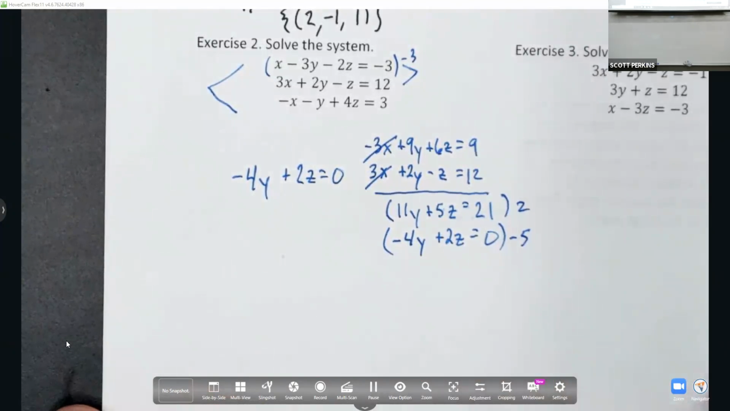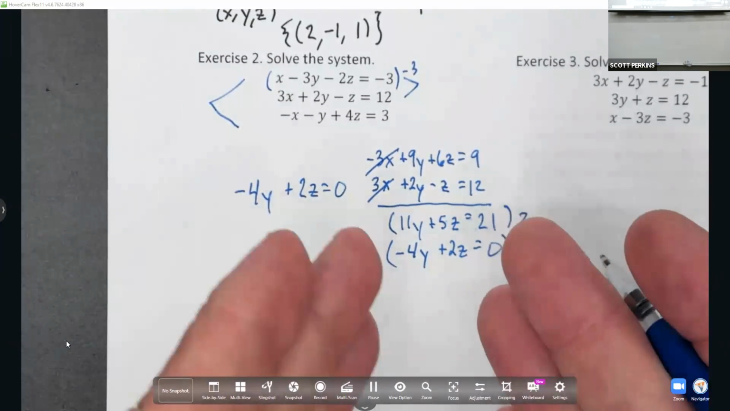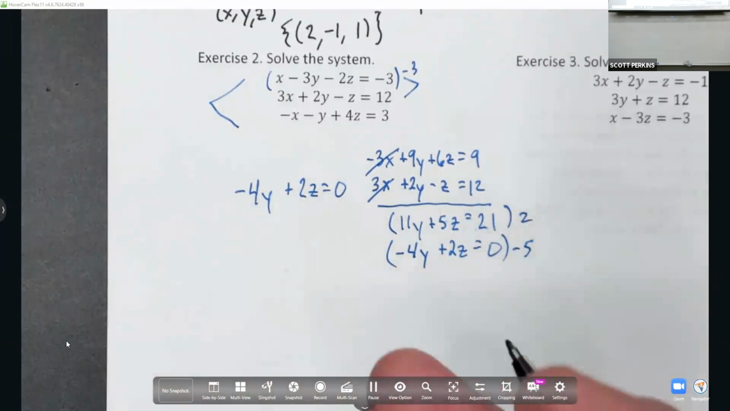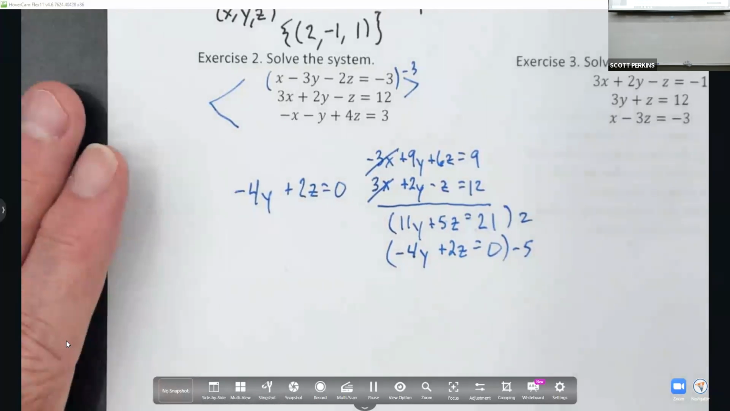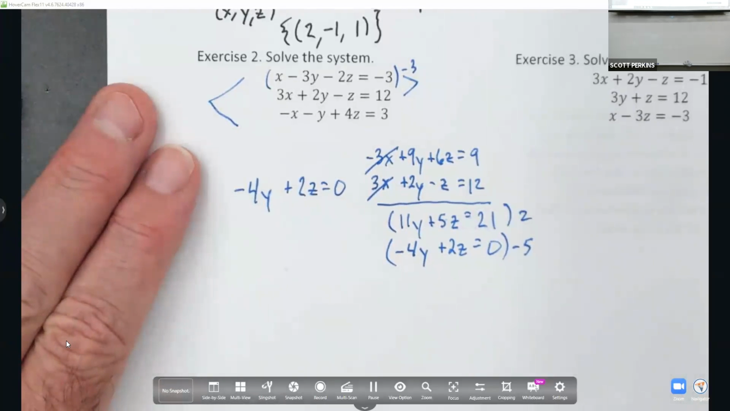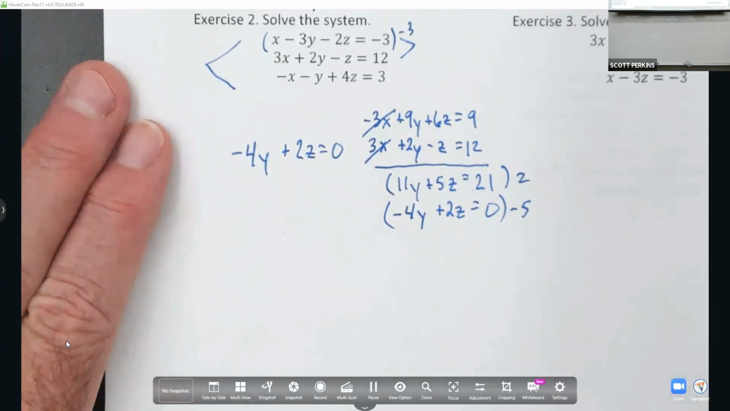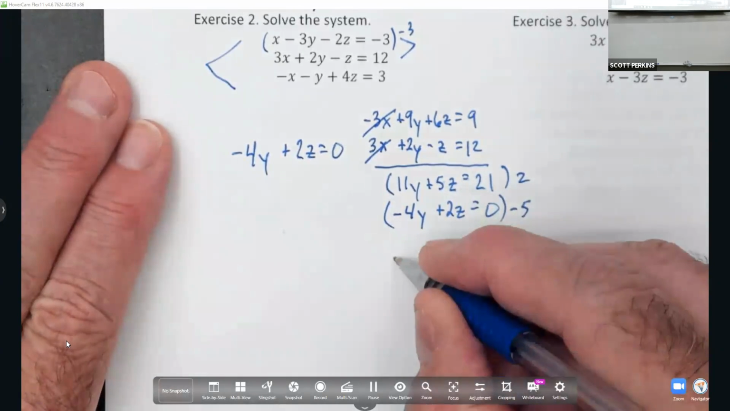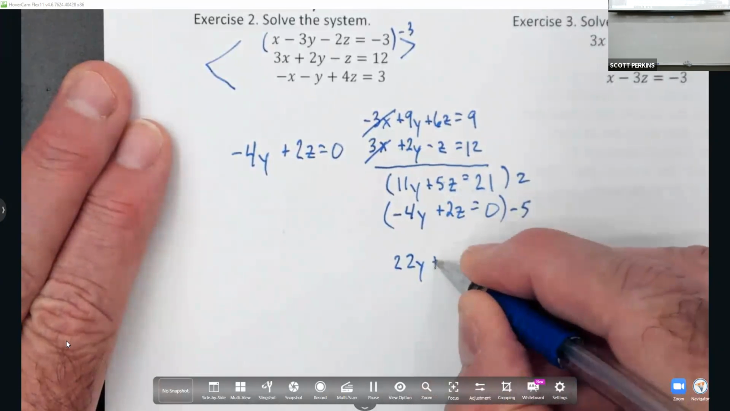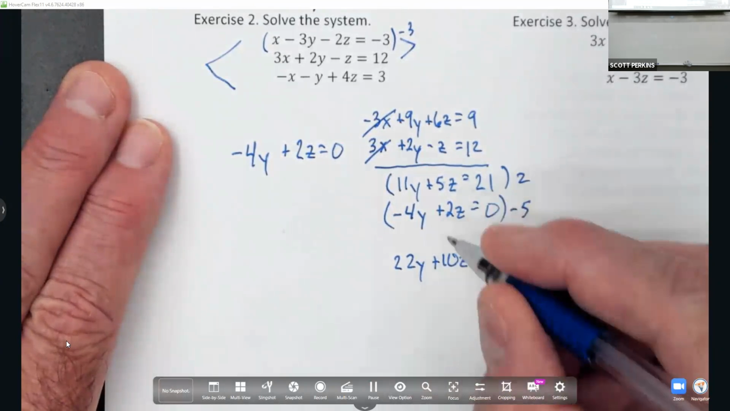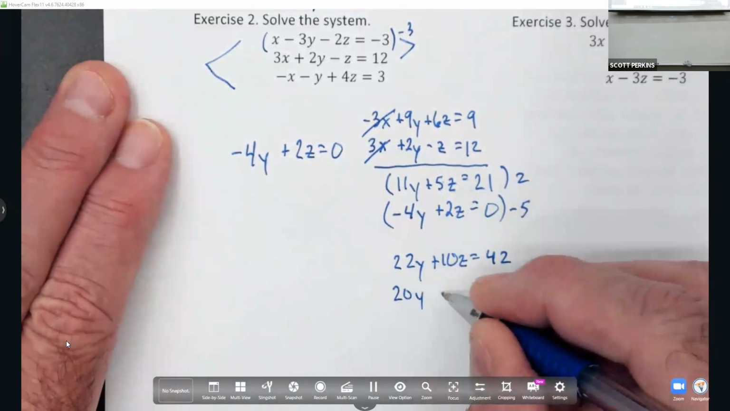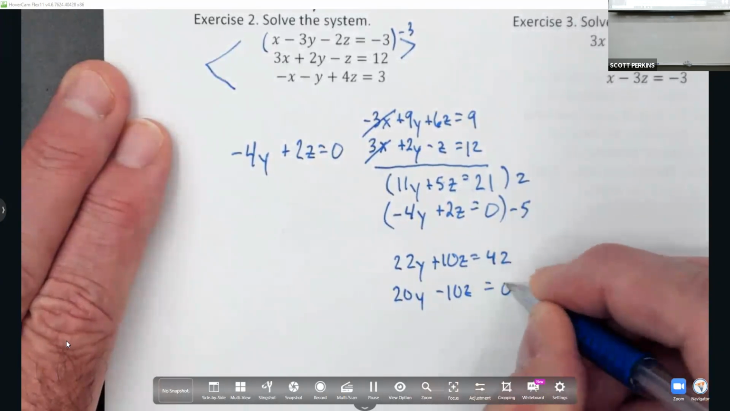And again, if you got to this place and it just made sense for you to eliminate the y's, that's great. I'm just trying to repeat this because I want you to have confidence. I know there's a lot of different left turns and right turns that we can make as we go through this problem, but we should end up in the same place. So my top equation will now become 22y plus 10z is equal to 42. My bottom one will be positive 20y minus 10z is equal to 0.